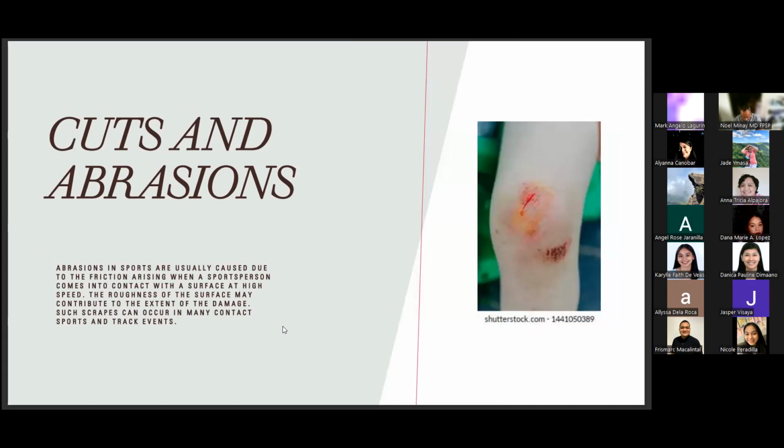Cuts and abrasions. Abrasions in sports are usually caused by the friction arising when a sports person comes into contact with a surface at high speed. The roughness of the surface may contribute to the extent of the damage. Such scrapes can occur in many contact sports and track events. Next slide.